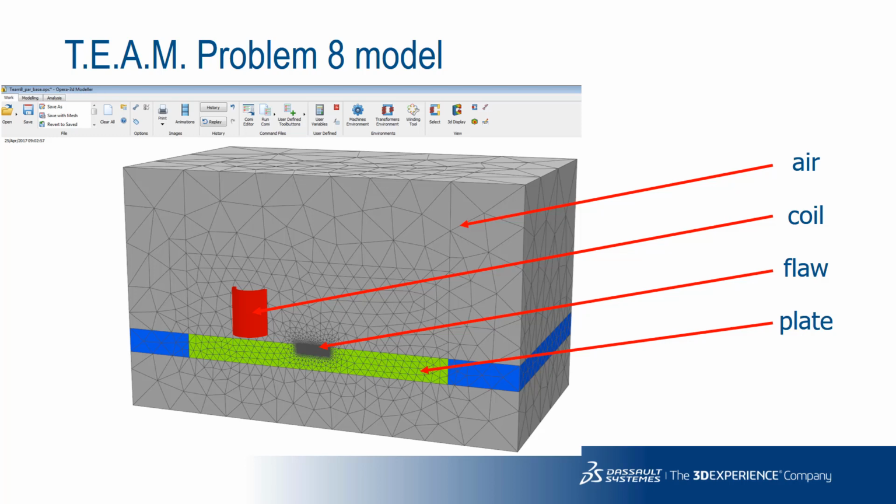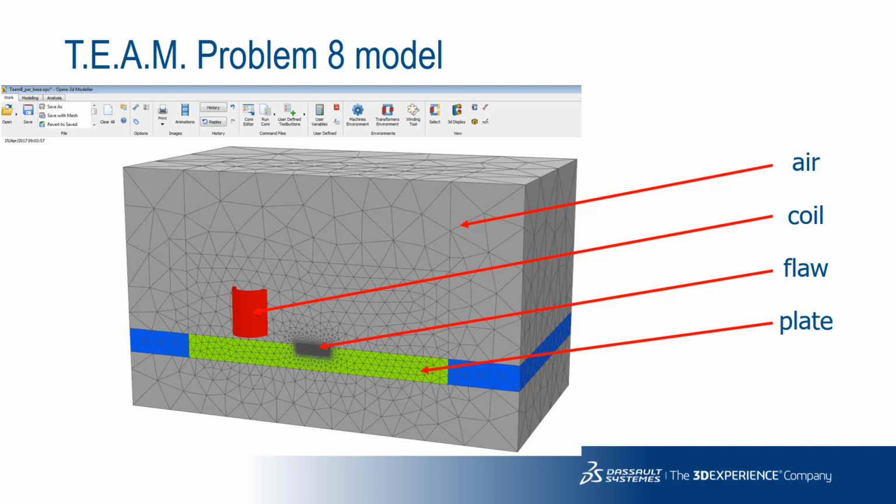Here we see the Opera model for T.E.A.M problem 8 for the case where the flaw is parallel to the motion of the coil. For electromagnetic problems, the air is modeled and you can see the mesh in grey. You can also see the plate and the area of the floor where the mesh has been refined to give a better approximation. A specific material assignment is used for the floor so that we can easily switch between steel and air without changing the mesh.